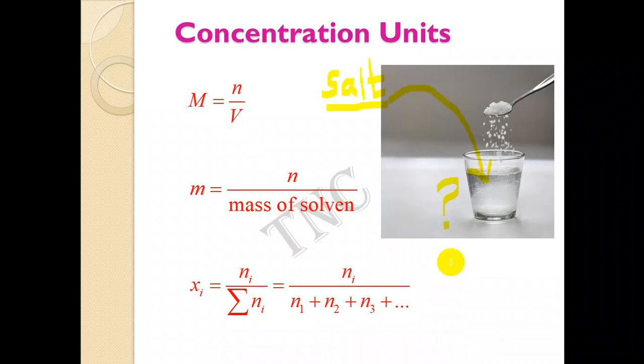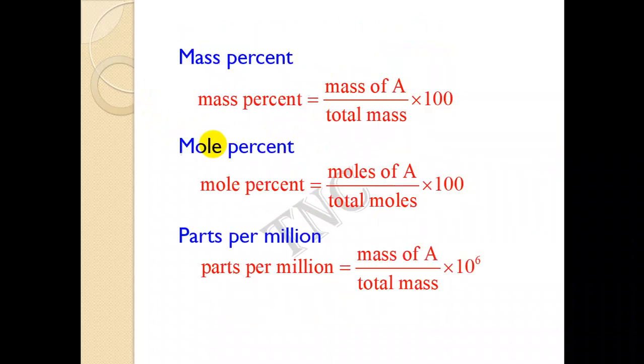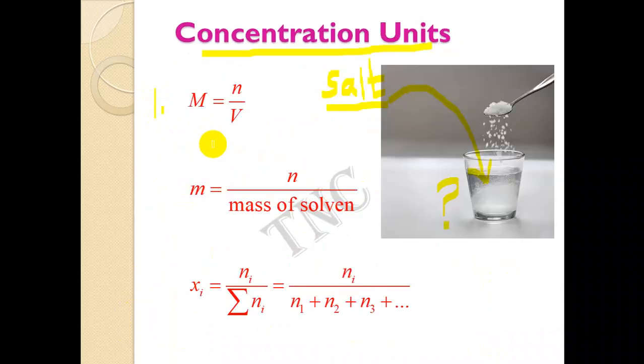So that's why we use different concentration units for mentioning the solutions, or for telling about the capacity of the solution, right? The very first concentration unit is molarity, which is indicated by the letter M. Molarity is nothing but n by V. What is this n? n represents the number of moles. So how can we calculate the number of moles?